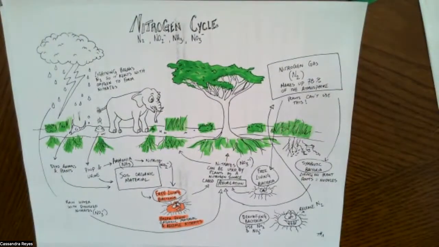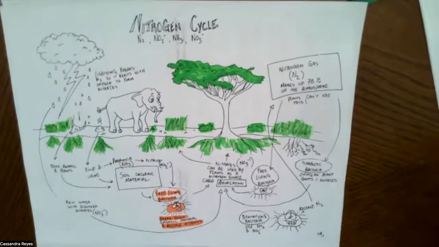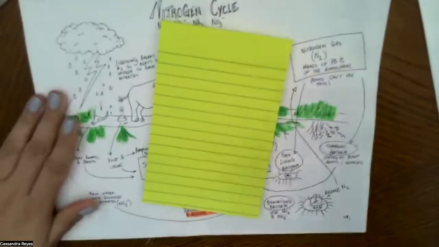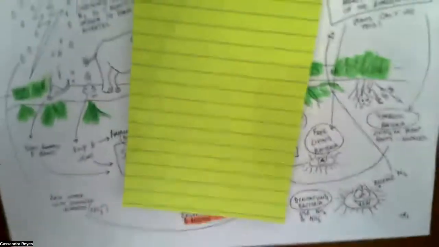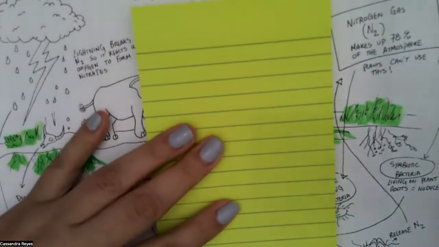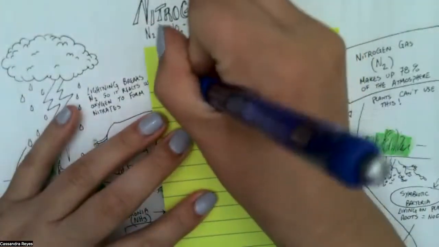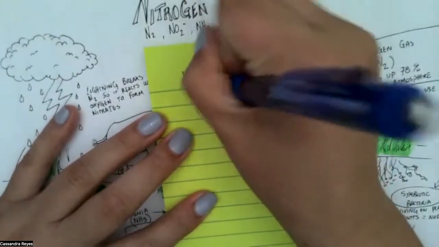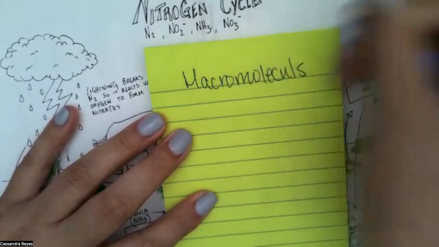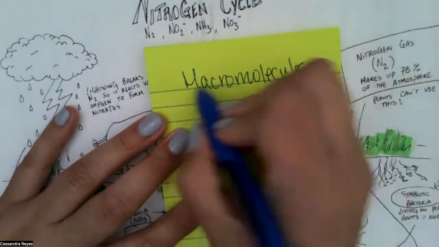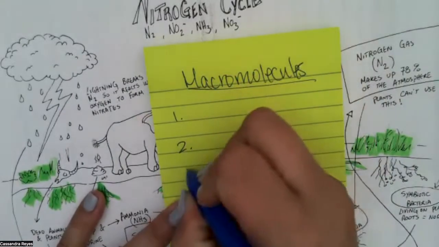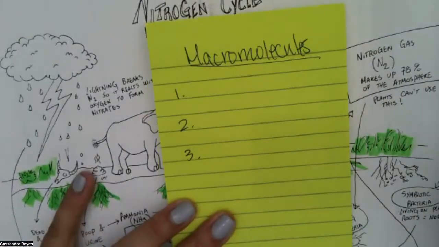Okay, all right, so you guys are looking at the nitrogen cycle here. Well, before we move on ahead to that, let's back up a little. Let's go back to macromolecules for a hot second, and let's talk about macromolecules. I spelled that really wrong, my bad. Okay, macromolecules. There are 1, 2, 3 macromolecules that we have discussed.